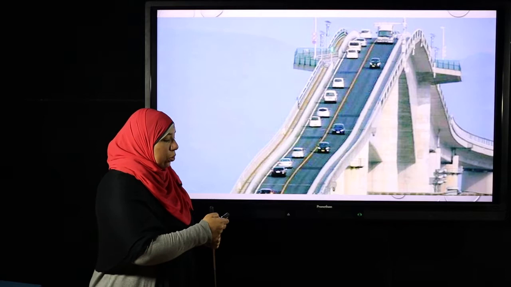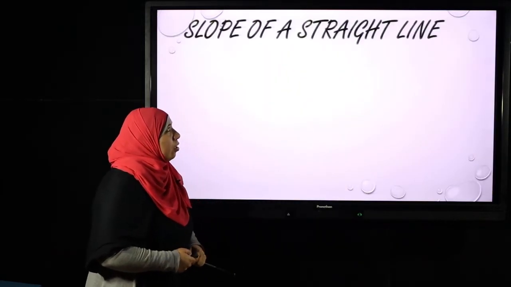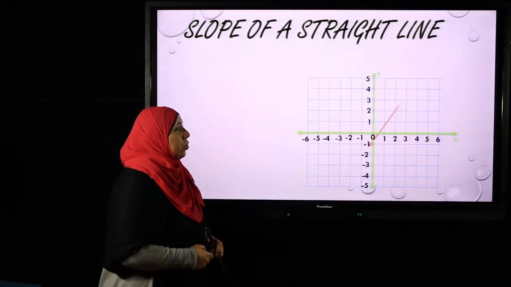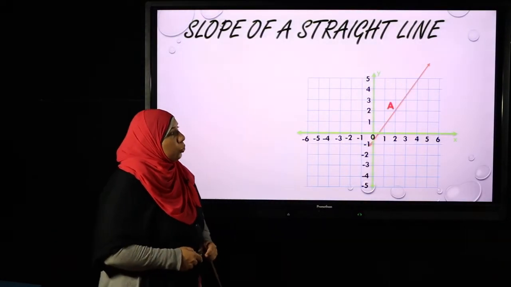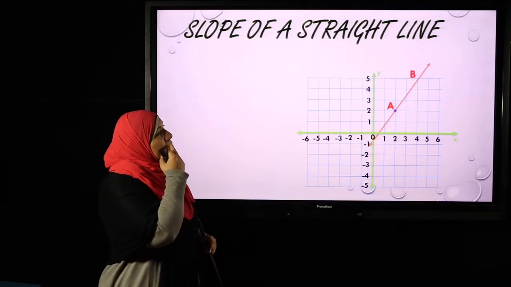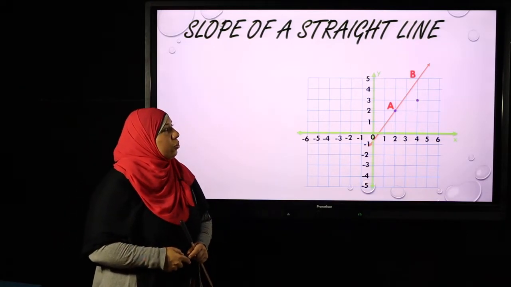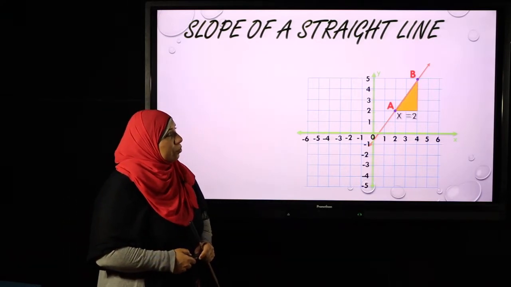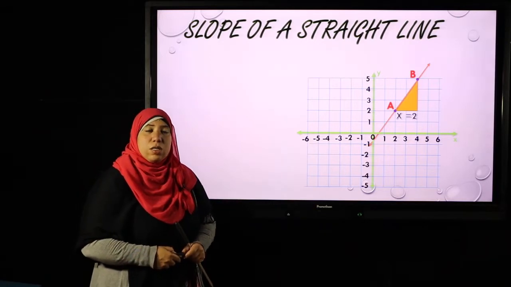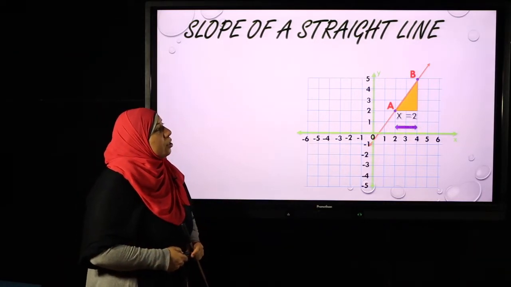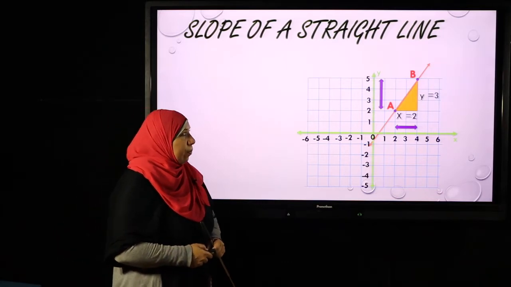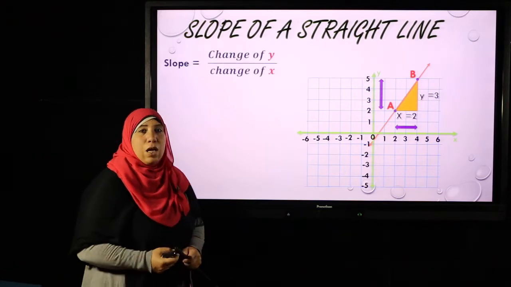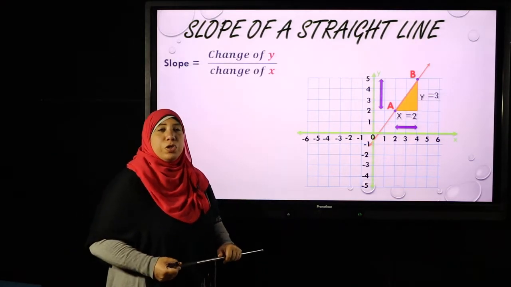For example, what is the slope? Consider we have a straight line like this, passing through 2 points, A and B. A here is the ordered pair (2, 2). B here is the ordered pair (4, 5). The change of x here is 2 units. The change of y is 3 units. So I can say that the slope is the change of y over the change of x.